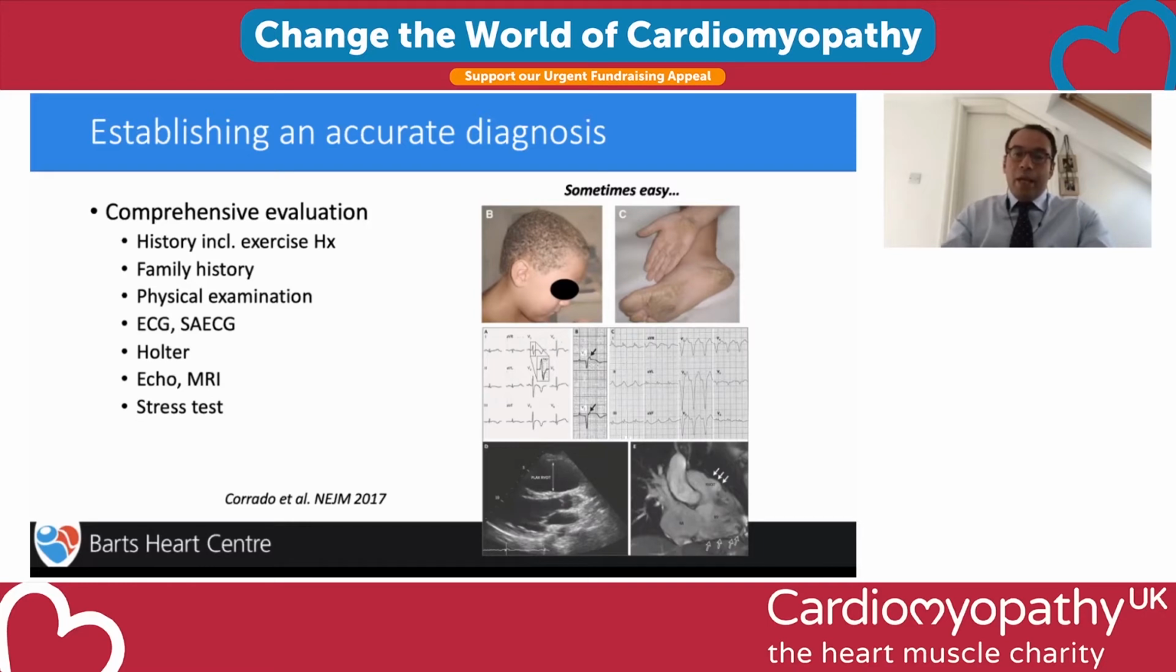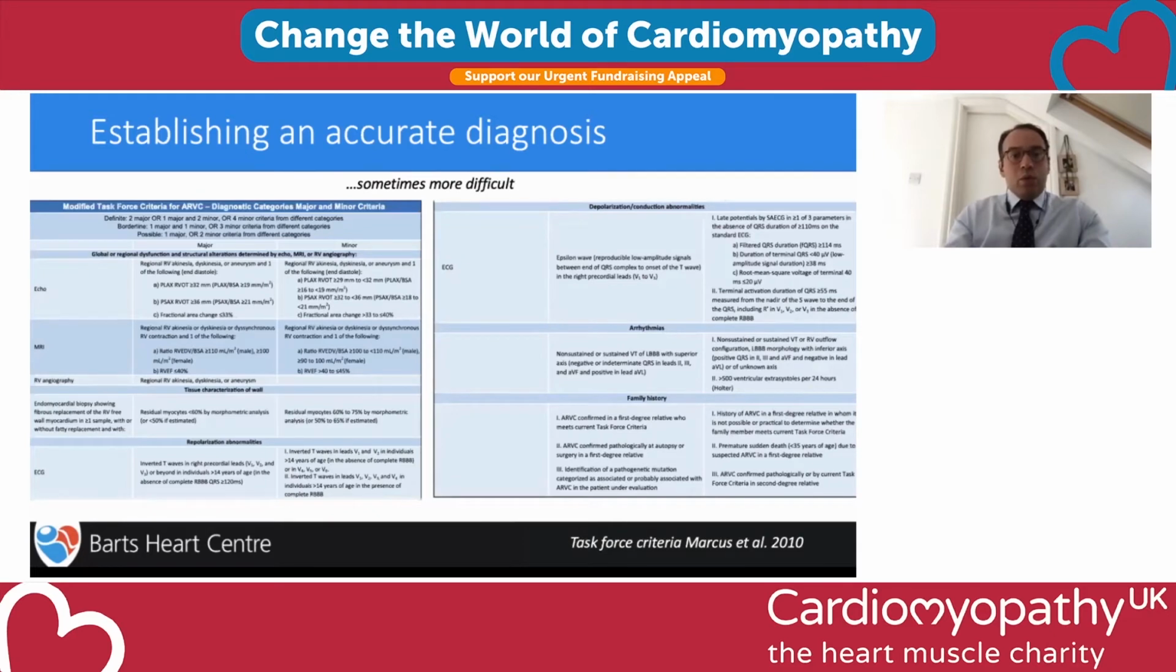The diagnosis sometimes may be quite easy, like in this patient where you can see the typical changes in the skin and in the hair. You can see the typical T-wave inversions on the ECG, which is a hallmark of arrhythmogenic cardiomyopathy. And you can see here the dilatation in the echo and in the MRI with the aneurysms and ventricular arrhythmias. But sometimes it may be quite more difficult than that.